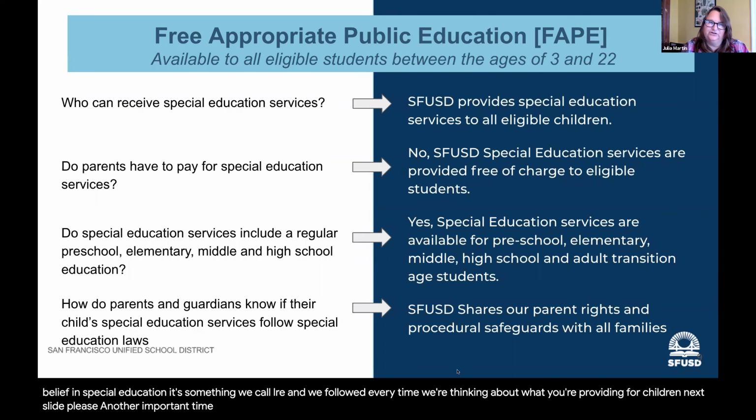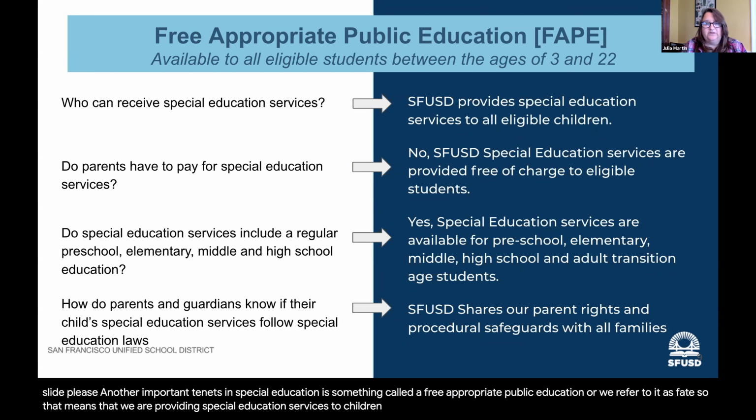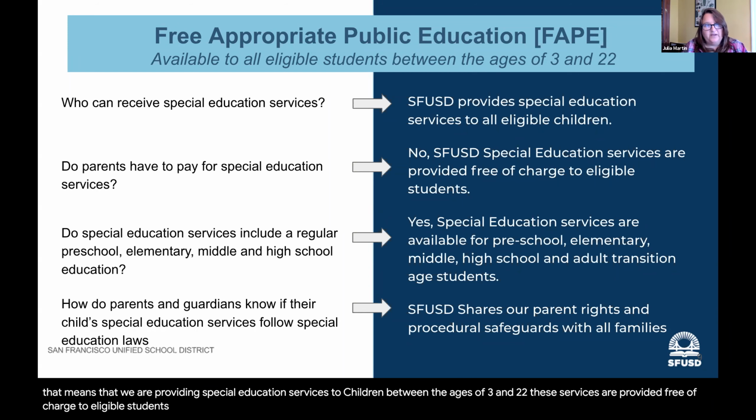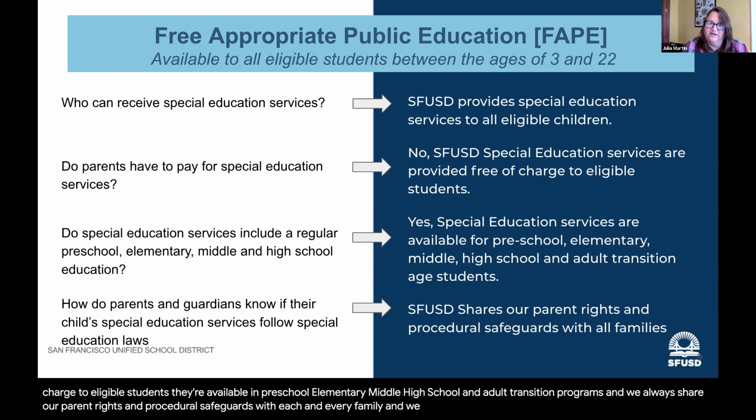Another important tenet in special education is something called a free appropriate public education, or we refer to it as FAPE. That means that we are providing special education services to children between the ages of 3 and 22. These services are provided free of charge to eligible students. They're available in preschool, elementary, middle, high school, and adult transition programs. And we always share our parent rights and procedural safeguards with each and every family, and we have those available and posted on our website. Next slide, please.